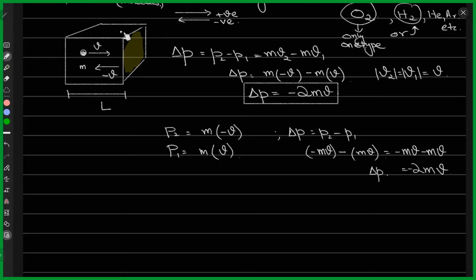Let me try to do it in this way. So this is the molecule, right? It comes here, hits this wall, so it has traveled a distance of L. Now it moves back like this, and when it is going to hit the wall again, it would have traveled another distance of L, which means that in total the molecule is traveling a distance of 2L, right?